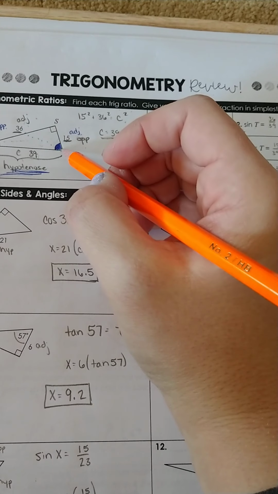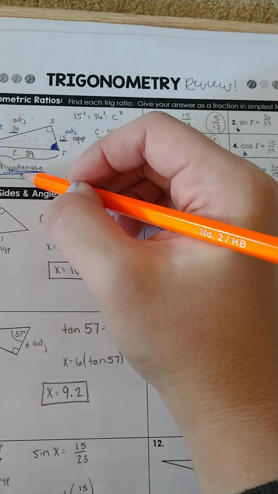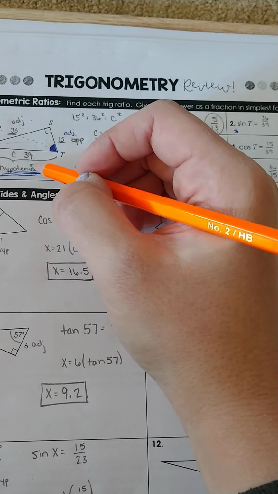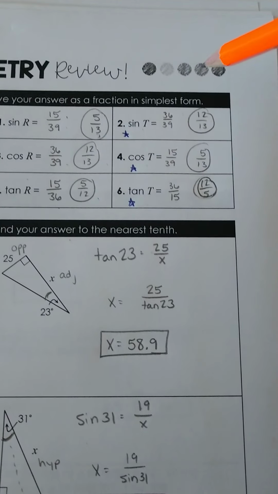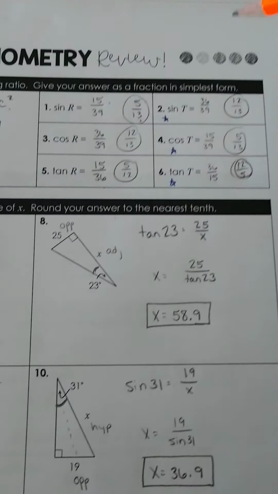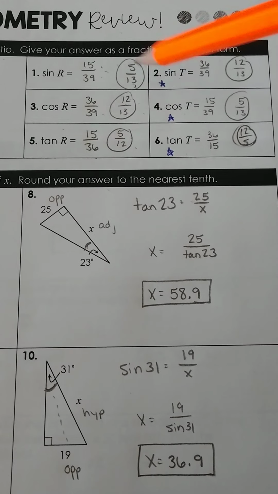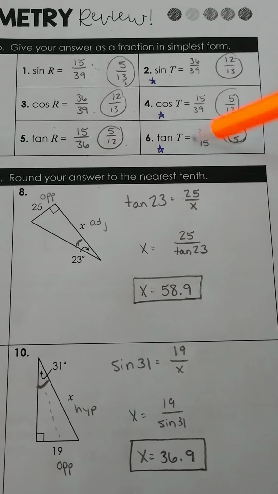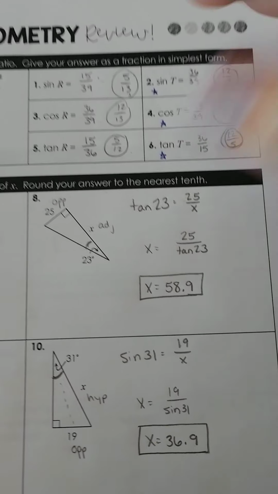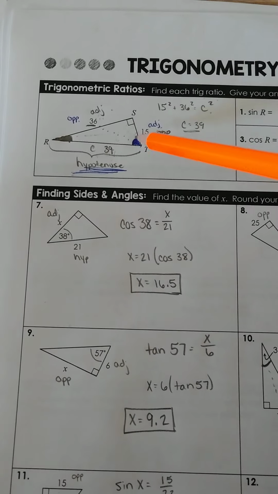So if I want sine, sine is opposite over hypotenuse, so 36 over 39. We already did that, right? 36 over 39. If you remember, these two always match, these two always match, and these two are reciprocals of one another. But we'll go through and do the fractions anyway.